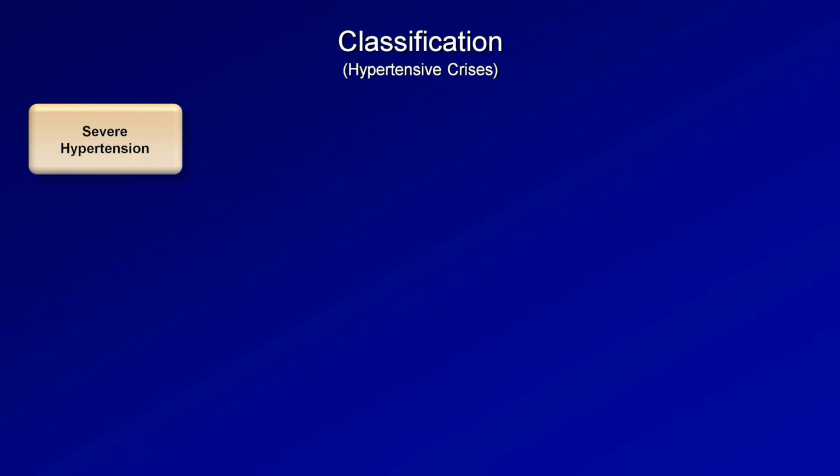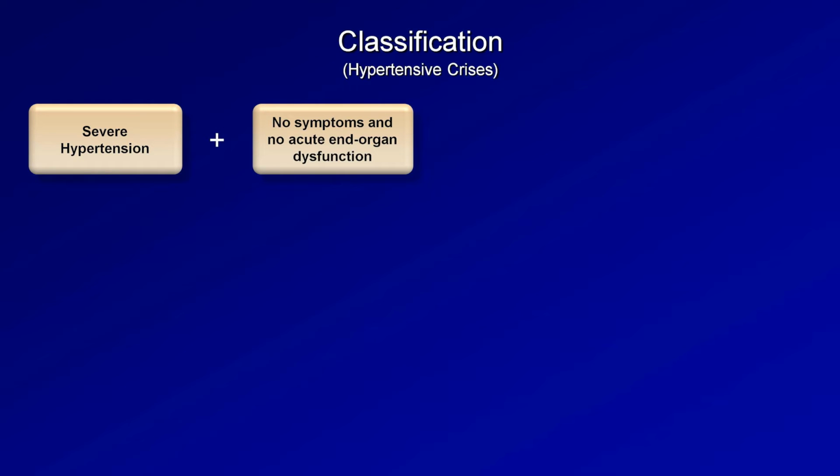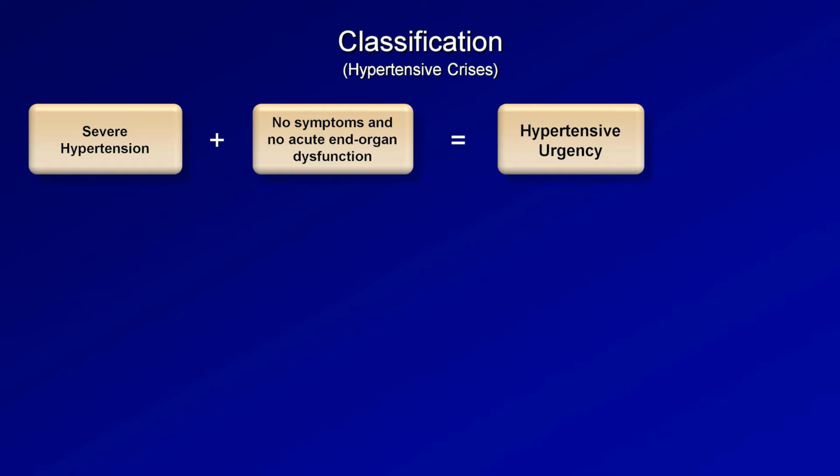There are several additional important classification terms with which you should be familiar, all of which are considered forms of hypertensive crisis. The combination of severe hypertension, variably defined but most commonly considered to be a systolic pressure above 180 or a diastolic pressure above 110, plus no symptoms or acute end organ dysfunction, is given the term hypertensive urgency.